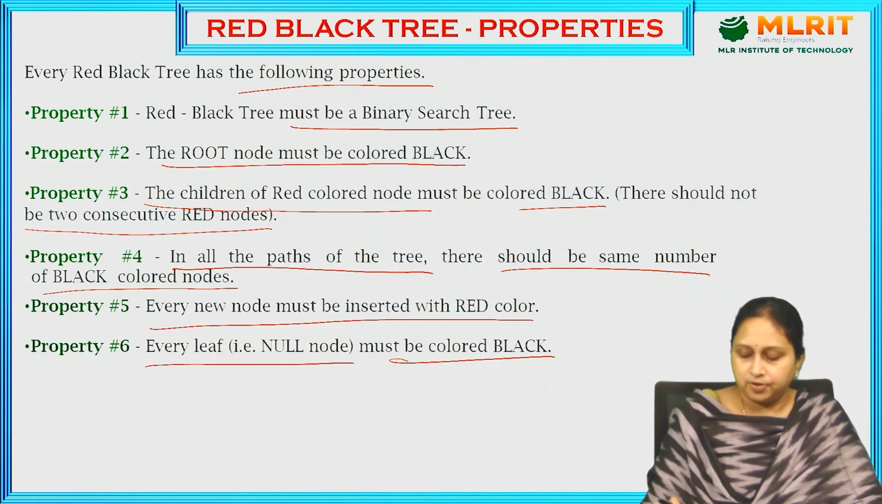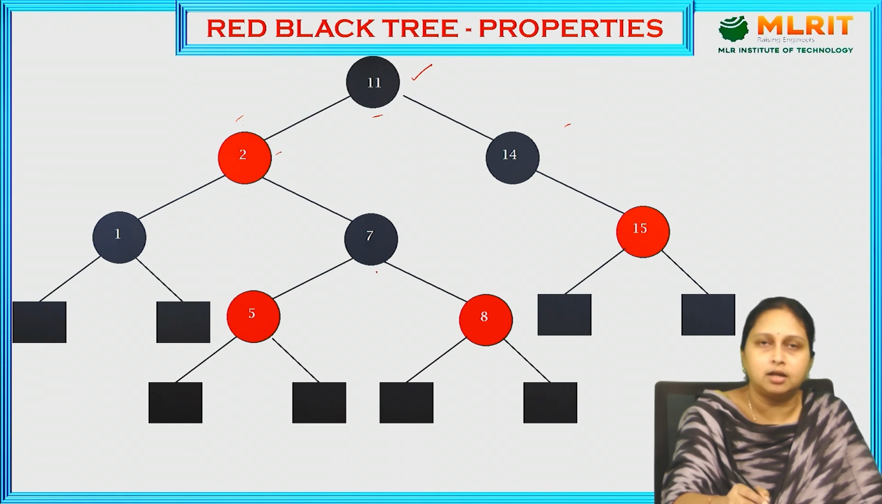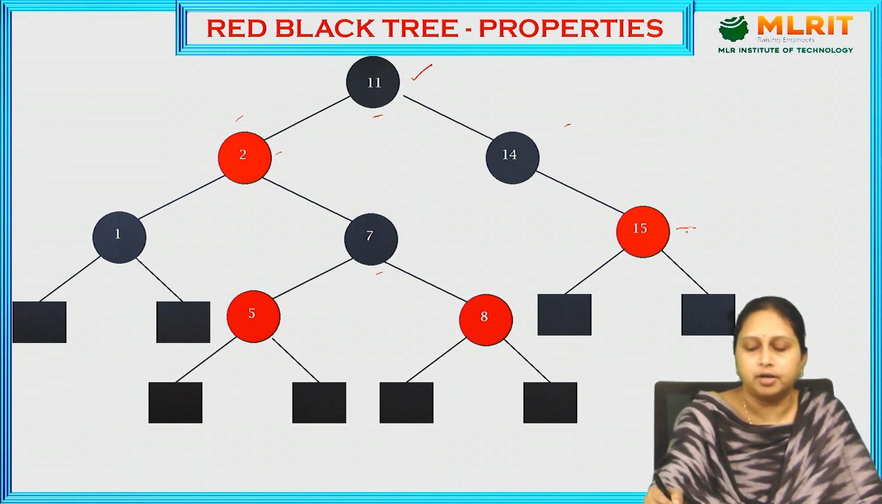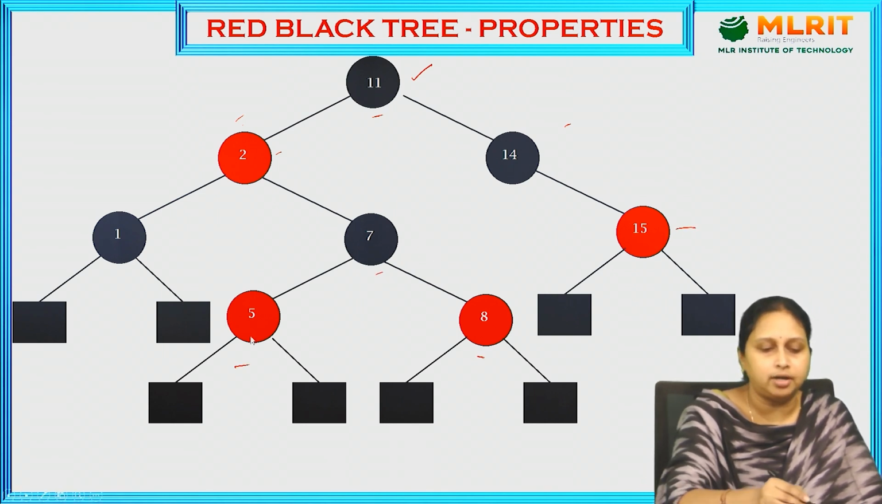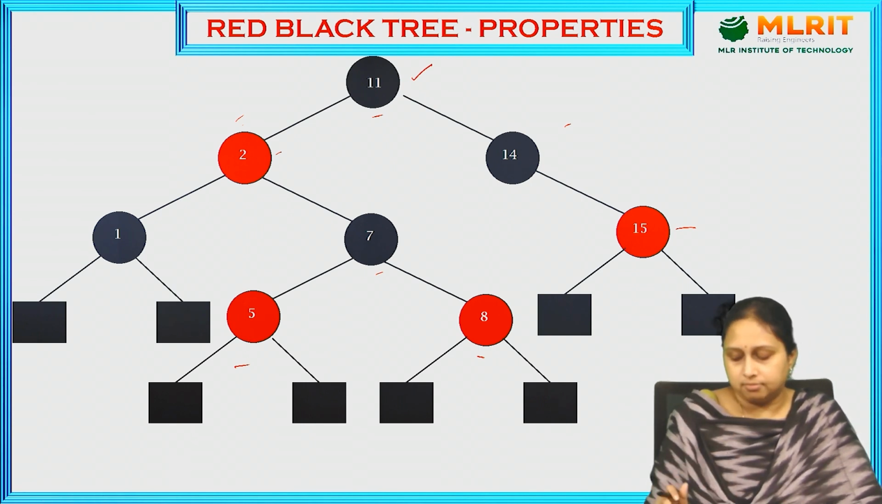Next, the children of every node. If you observe, for a red node, I don't have any red colored child node. For red, I don't have any red colored child node. If you check everywhere, and if there is a conflict, we need to change that color.